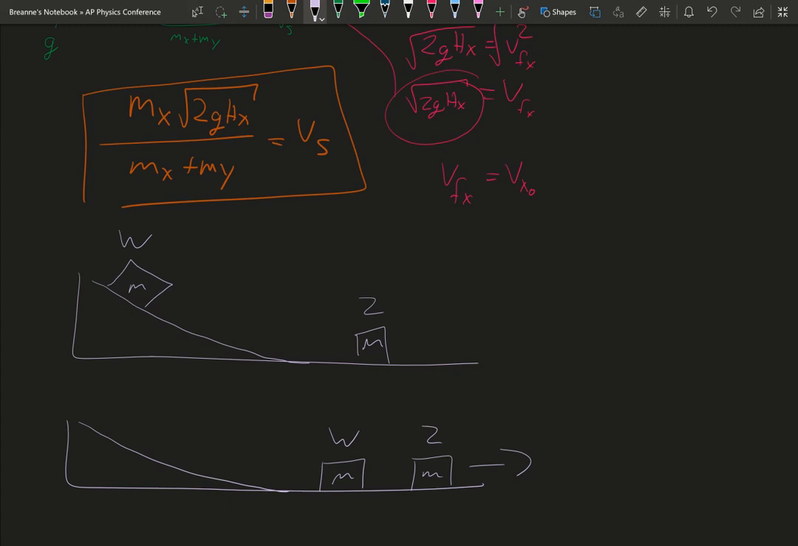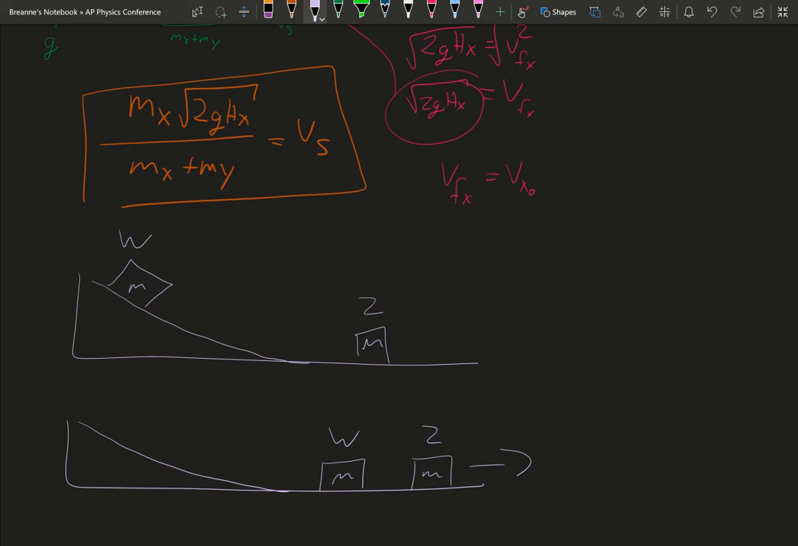Block W and block Z have identical masses M. When the experiment is conducted, the students observe that the blocks do not stick together, as shown in figure 4. The students predict the speed of block Z after the collision by assuming that the collision is perfectly elastic. So remember, perfectly elastic means they bounce off. They then collect data about the actual speed for both blocks immediately after the collision, as shown in the table.